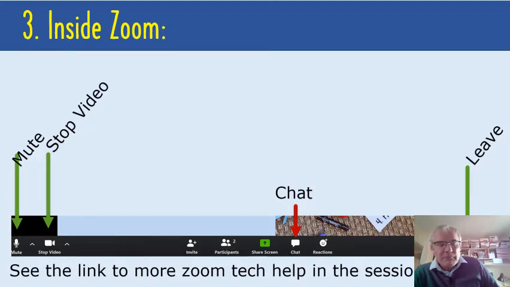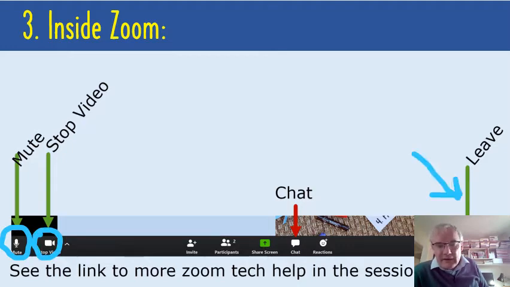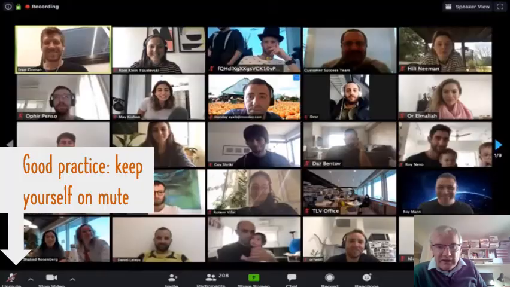Okay, topic 3, inside Zoom. There are three main controls you need to be able to deal with. One is mute or unmute. Another one is stop or start your video, off the left there. Next one is leave the meeting. It's pretty final. And just by the way, there is a chat screen, but use with care because often it takes away your concentration from the actual meeting.